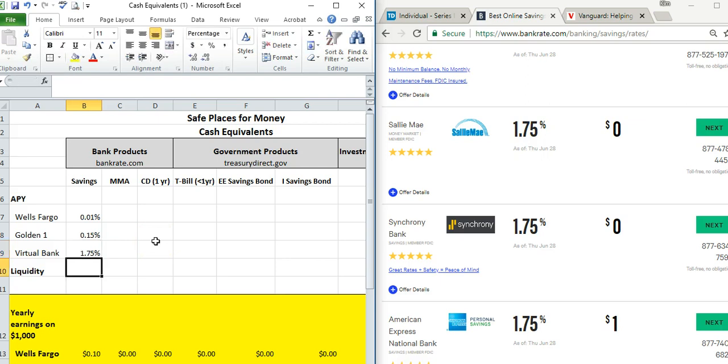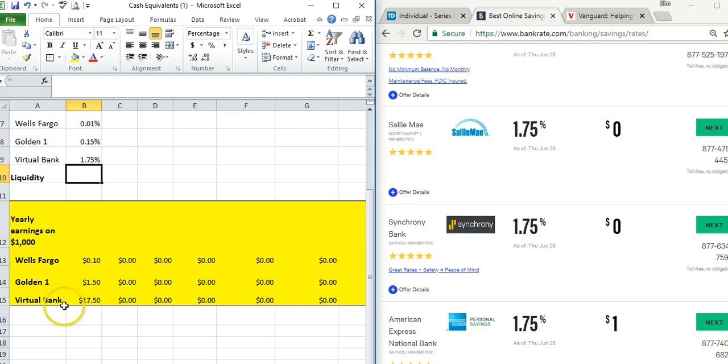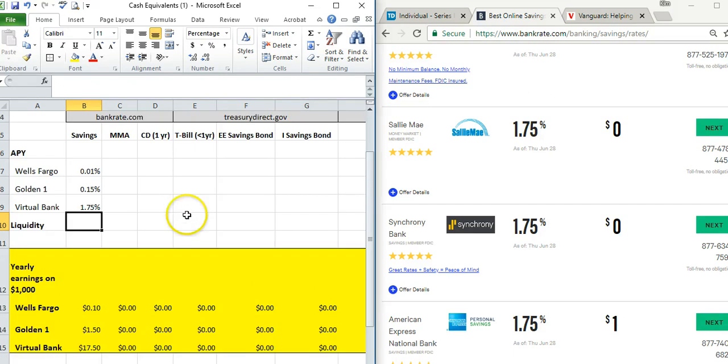So if I go here, 1.75%, because that's what it is, I see now that in a virtual bank, I could earn $17.50 a year. So just by giving up the savings account, let's say you had Wells Fargo, keep your Wells Fargo checking, but then transfer all your savings to your virtual bank. You can earn significantly more interest.